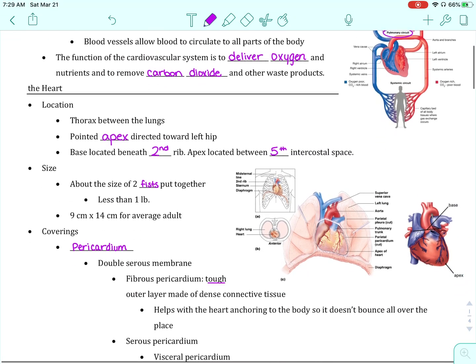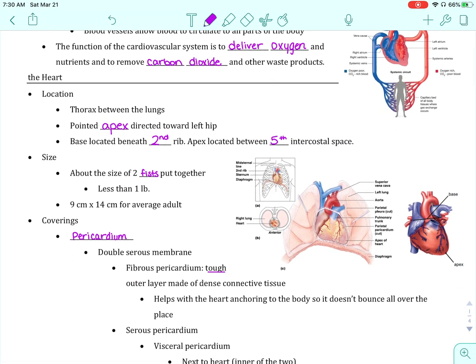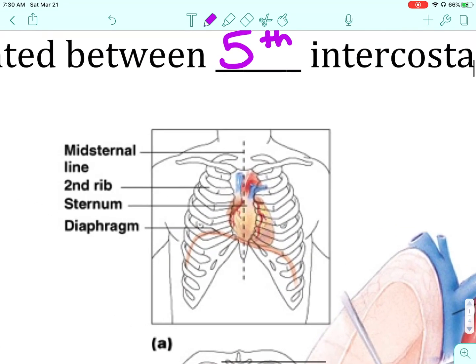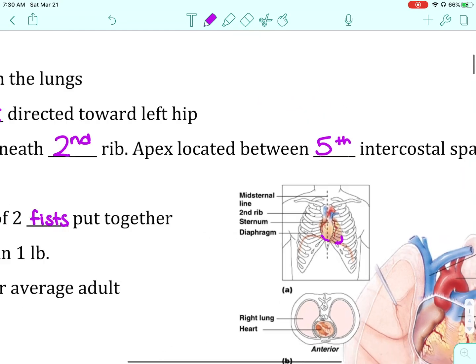Okay, so the location of the heart is not on one side of the chest. When people do the Pledge of Allegiance, they put their right hand over their left chest, thinking that the heart is over there entirely, but that's not true. The heart is in the thoracic region between the lungs, and because the base and the apex are a little bit towards the left side, I think that's where the misconception comes from.